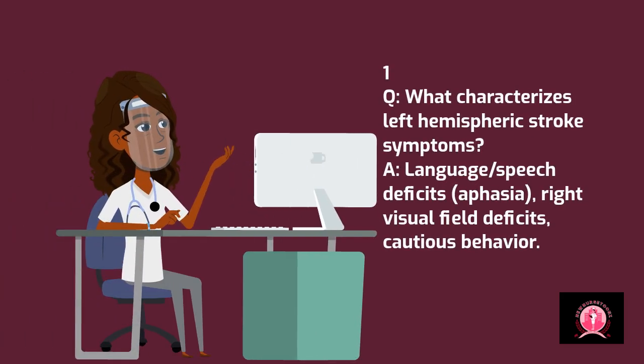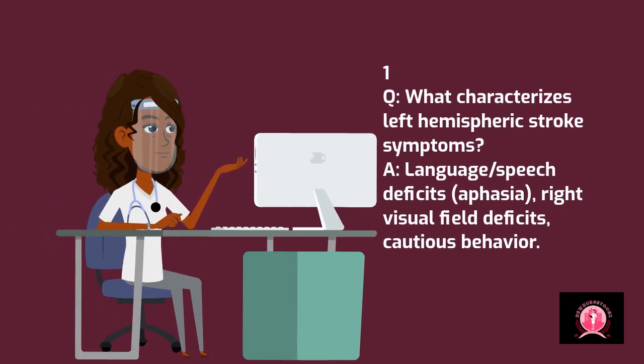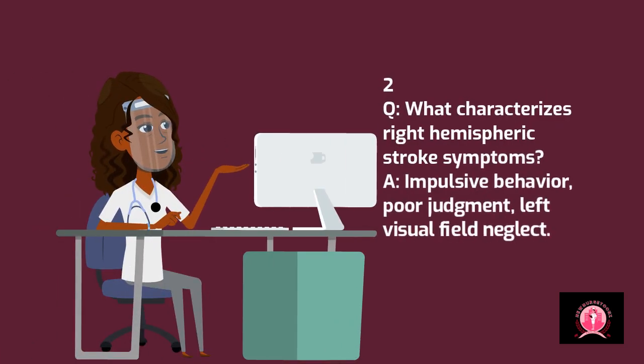1Q. What characterizes left hemispheric stroke symptoms? A. Language/speech deficits, aphasia, right visual field deficits, cautious behavior. 2Q. What characterizes right hemispheric stroke symptoms? A. Impulsive behavior, poor judgment, left visual field neglect.